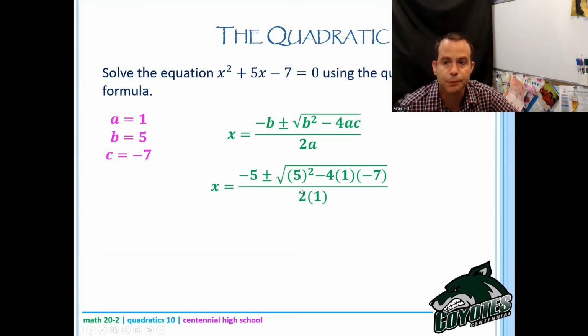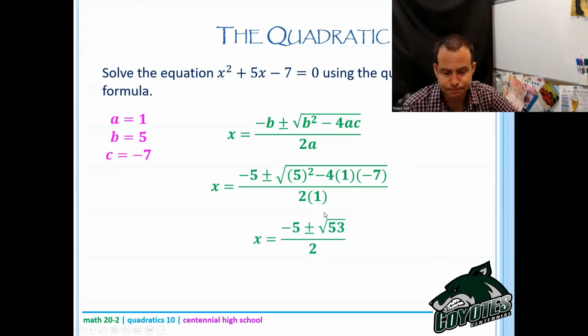So 5 squared is 25. You can just do this right in your calculator, okay? But I'm looking at 25 plus 28 essentially, which gives me root 53. Again, on the bottom, 2 times 1 will give me 2. So x equals negative 5 plus or minus root 53 all over 2.